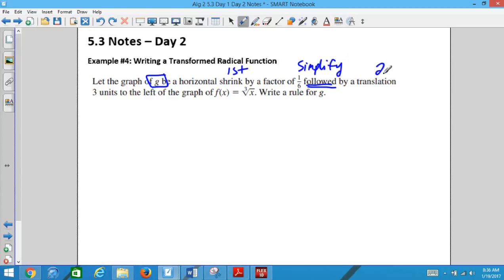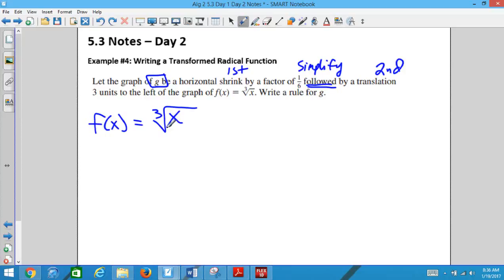And then we're going to do a second thing. So when you see "followed by," that means stop and simplify what you have, and then do the second thing. The second thing is a translation 3 units to the left. And it tells us to start with the graph f of x equals cube root x. So that's going to be the function that we are starting with.